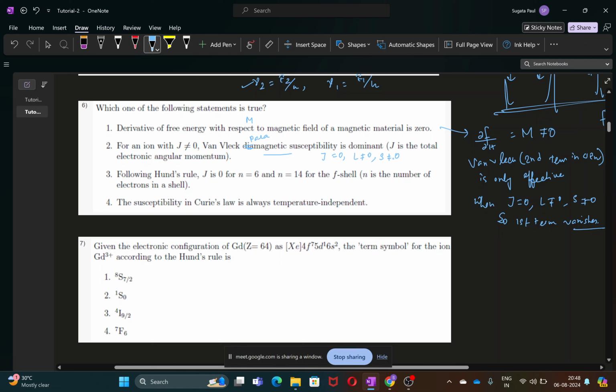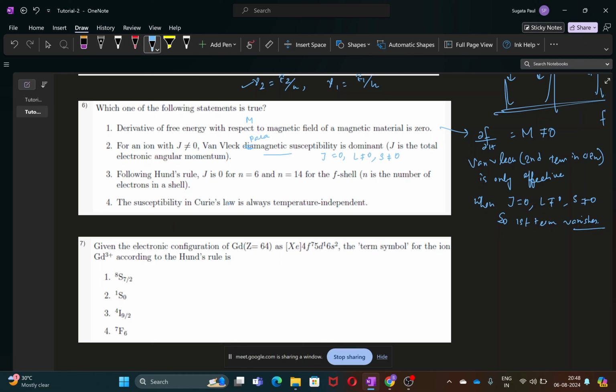Now the third option is that following Hund's rule, J is 0 for n equal to 6 and n equal to 14 for the F shell, where n is the number of electrons in that shell. So this we have to calculate from the shell configuration by drawing it, to see whether J equal to 0 or not. Let us also read the last option.